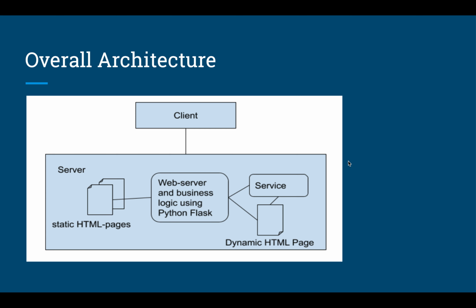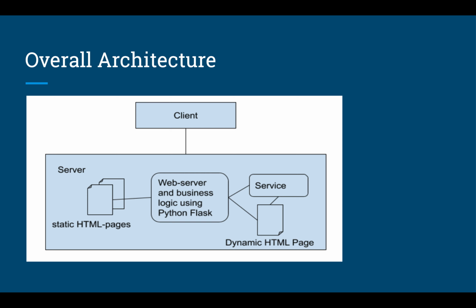At the very beginning, let me briefly introduce the overall architecture of the project. As shown in the block diagram, we applied a client and server model in our project. The client uses GET or POST calls through the browser to communicate with our server. Inside the stock engine, there are 4 components working together. They are static HTML pages, web server business logic, service, and dynamic HTML pages.